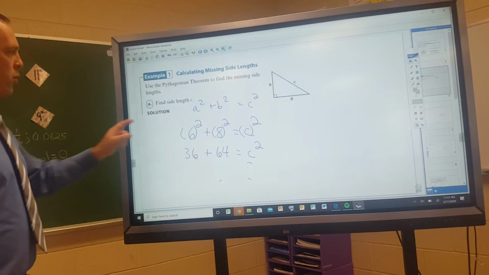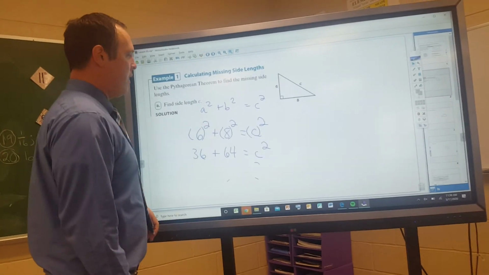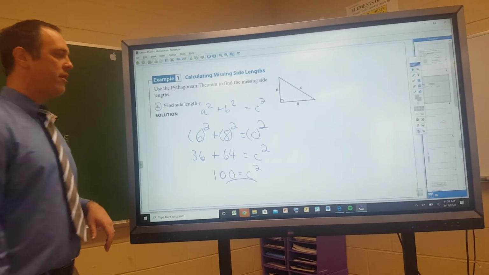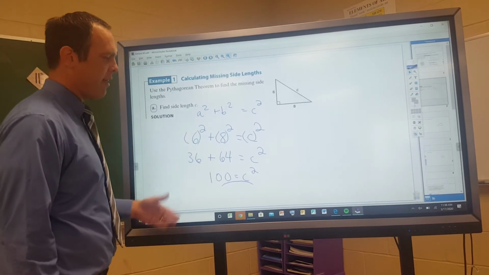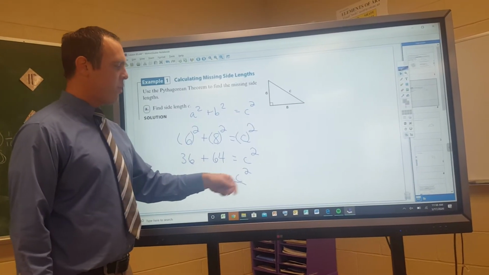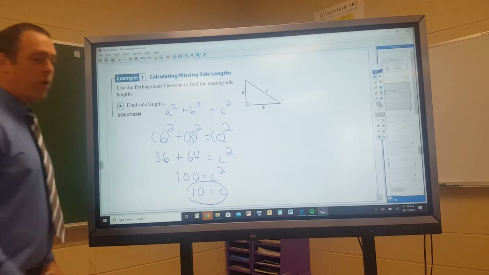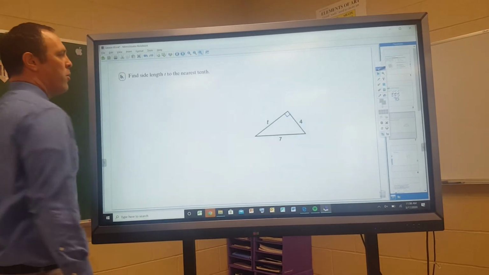All right, so we work this out. We square each before we add them. So we have 36 plus 64 equals c squared. When we add those together, we get 100 is equal to c squared. Now, remember with equations, it's all about undoing things. So what undoes a square? It's a square root. So we take the square root of 100, and we would get 10. All right, so there's our first Pythagorean theorem problem done.